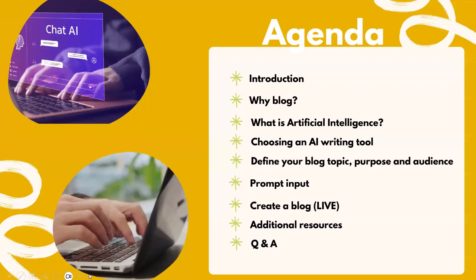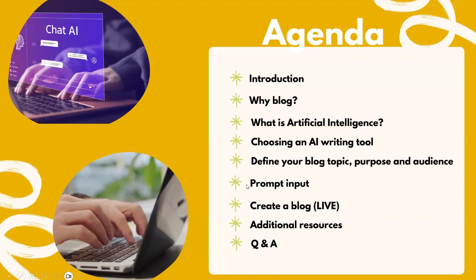So this is what we're going to cover today. We're going to just introduce ourselves. I have two members of my team here with me, Charlena and Sloan. And we're going to talk about why blog at all, because this is about blogging with AI. What is artificial intelligence? Choosing an AI tool, but we'll focus on one in particular, ChatGPT. And then we'll talk about how you define your topic and other parameters before you get started.